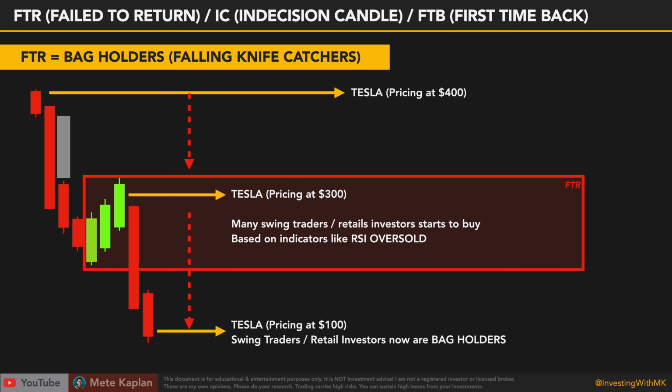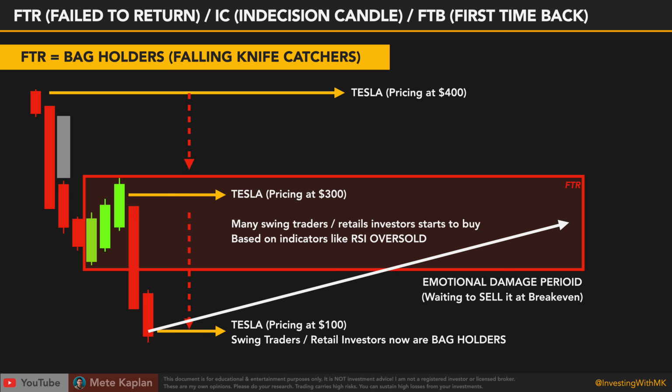We all did this. I did this 100 times possibly. When you start to wait in a losing position for a long time, it causes emotional damage to our brain. So the moment at break-even, we want to exit it and save our money. It is a genetic instinct. This is called FTB, the first time back.